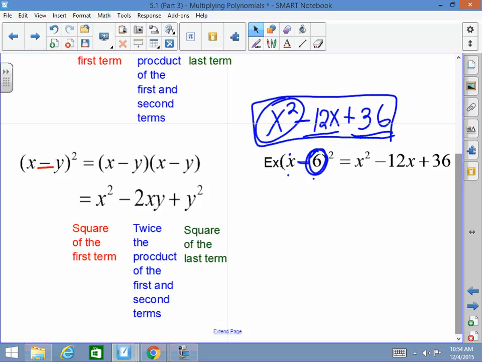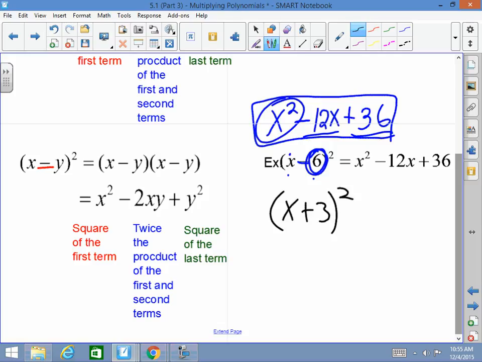So again, it's the square of the first term, plus or minus, depending on what they give you, 2 times the first term times the second term, plus the square of the last term. So if I gave you x plus 3 squared, first term squared, what would that be? First term squared, guys. X squared. There's a plus here, so plus 2 times the first term times the second term, 6x. Plus the second term squared.